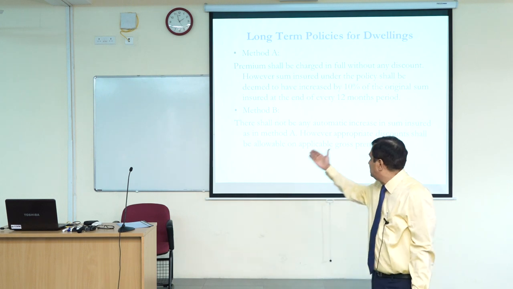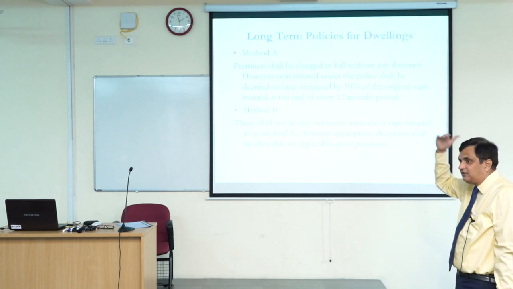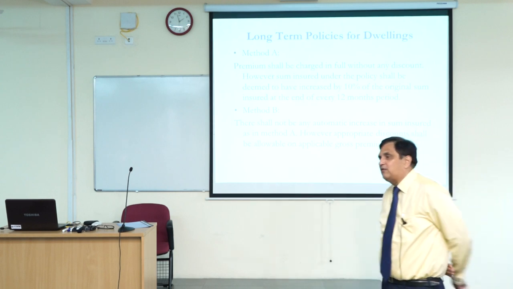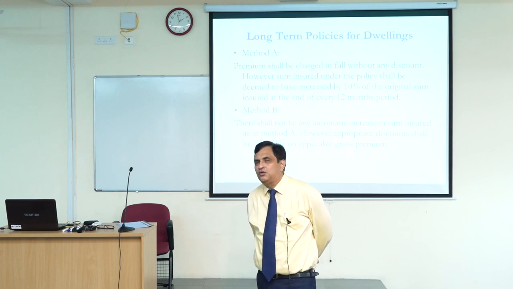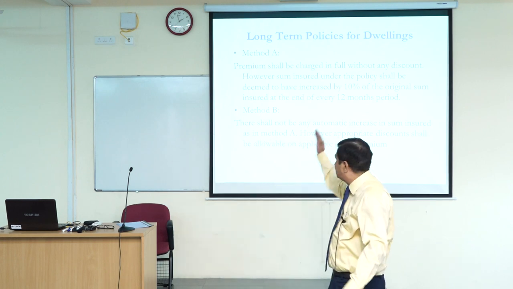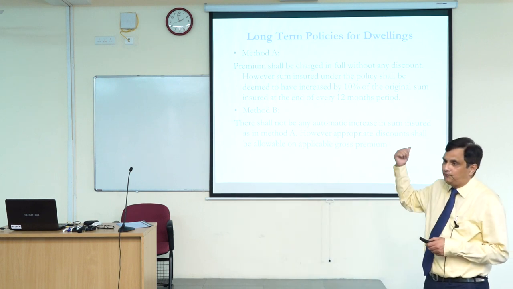That discount is given in a table, and it is not important what the table is. More important is that there is a method by which, for a 5-year policy, 10-year policy, 6-year policy, you give a particular amount of discount in the premium. So those are the two methods that are applied as far as long-term policies are concerned. Is this clear to all of you?